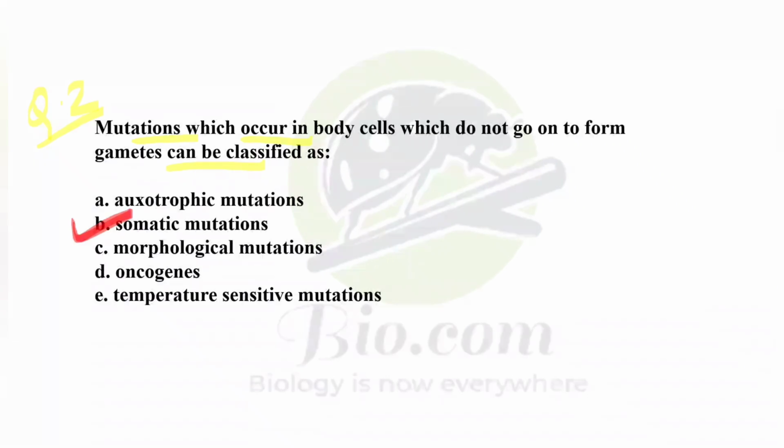Basically, in multicellular organisms we can distinguish two broad categories of mutation, that is, germinal or germline mutation, and somatic mutation. A germline mutation is a mutation which takes place in the gametic cell, and a somatic mutation arises in somatic tissue which does not produce gametes. So if a mutation occurs in a cell which is not involved in gamete production, that is known as a somatic mutation.